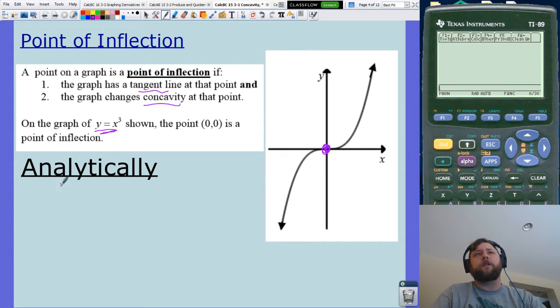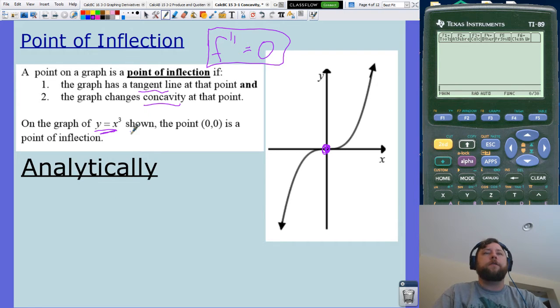Analytically, how does this work? Well, points of inflection are where the second derivative equals 0. So it's kind of like critical numbers, but for concavity. If I were to do this analytically on this graph, I know my point of inflection is here, and I could look at this graph and realize the left-hand side is concave down, because it's kind of doing this sad face shape.